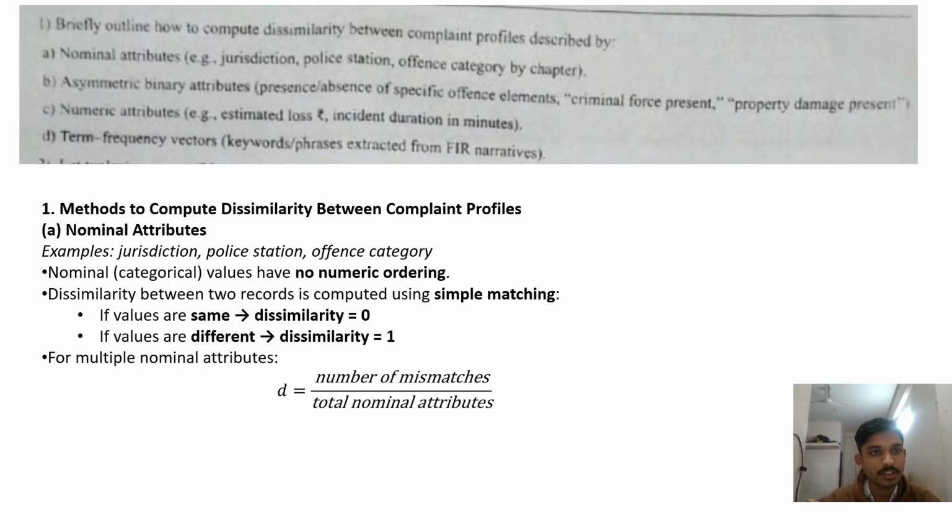So let's start with the first question. Here is the screenshot. I will dictate it if it is not clearly visible.